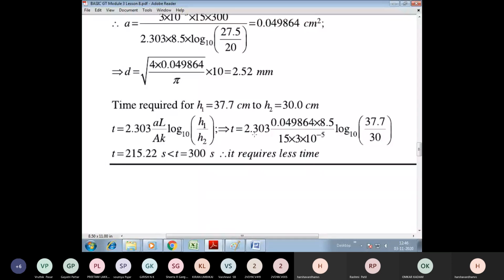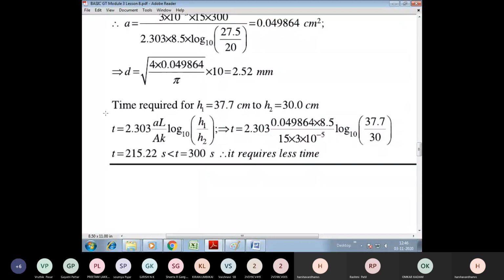First test is constant head. It is conducted for coarse grained soil, C for constant, C for coarse grained. The second test is falling head test. So it is conducted for fine grained soils. So F for falling and F for fine.